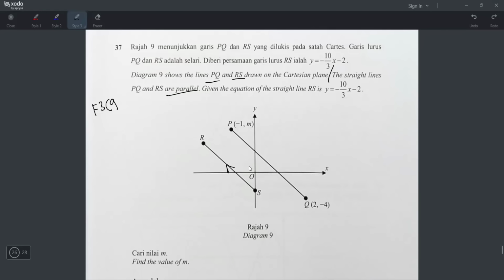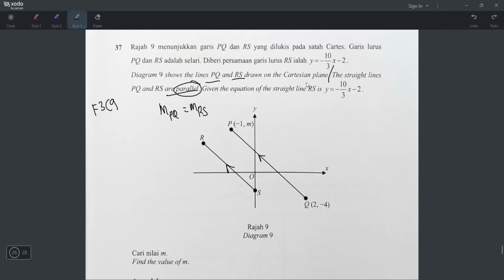So parallel, immediately put the arrow here. The arrow here means what? Means they are parallel. Parallel dalam bahasa Melayu selari. And if they are selari, their gradient is the same. So the gradient of PQ and the gradient of RS are equal. Yeah, they have the same gradient.